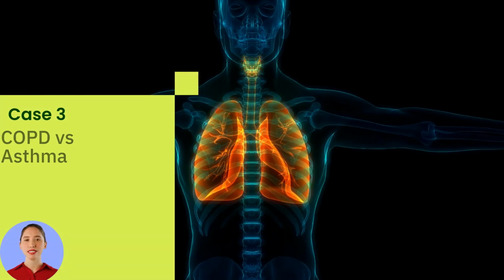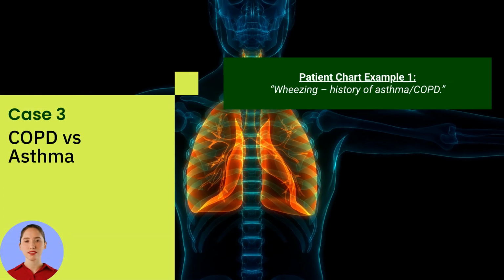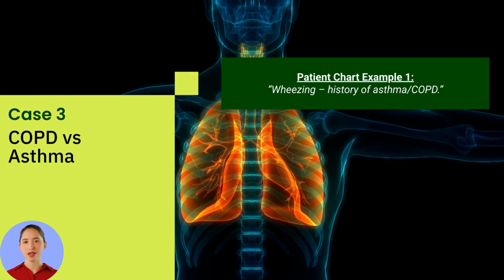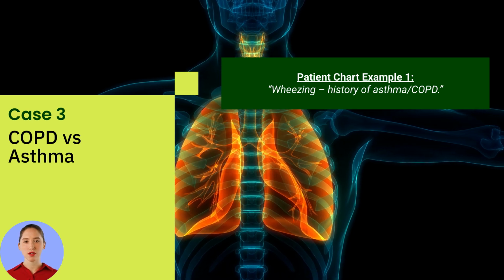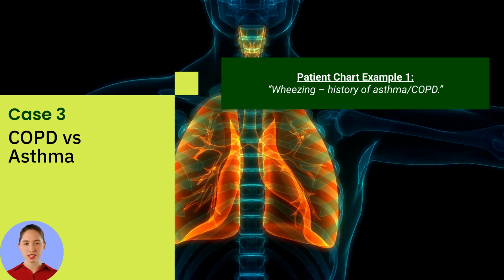Case 3, COPD versus asthma. A poor note might say, wheezing with history of asthma and COPD. This is problematic due to potential miscoding. Encoders need a clear COPD diagnosis or testing.